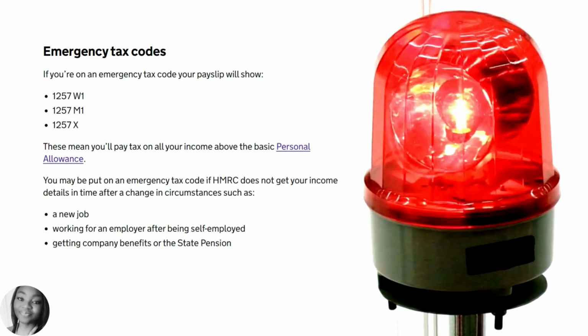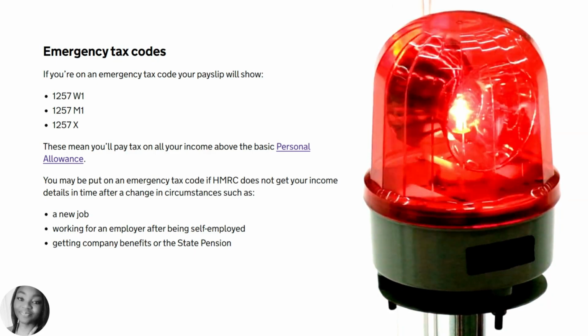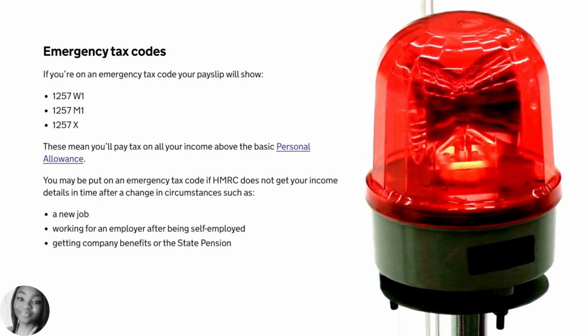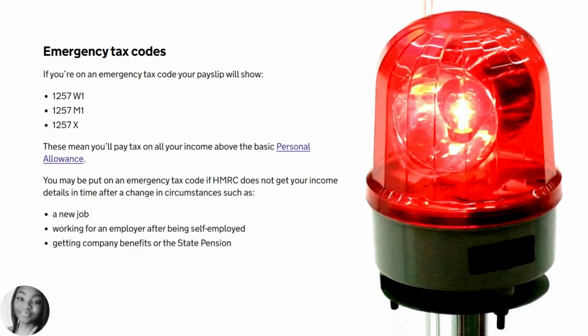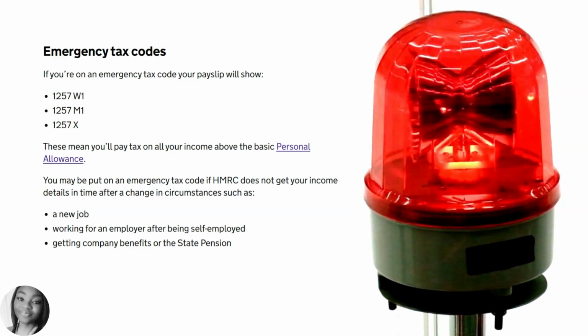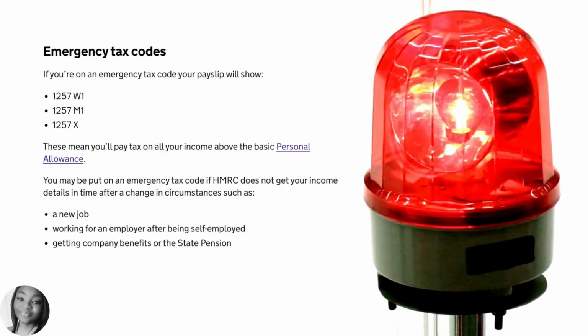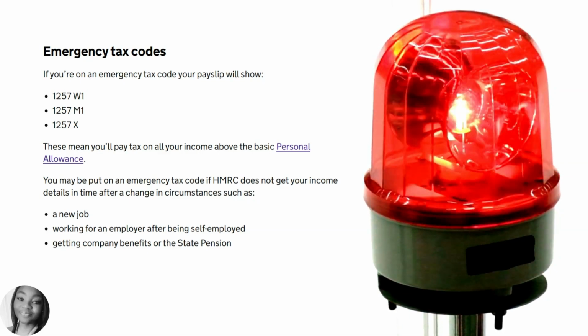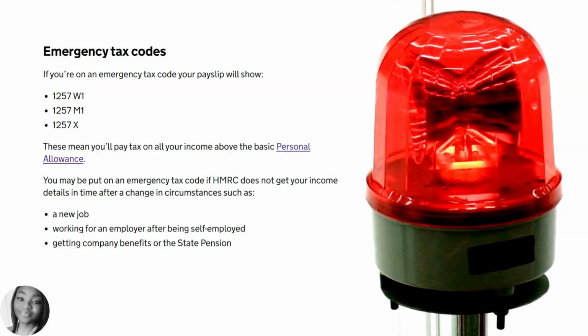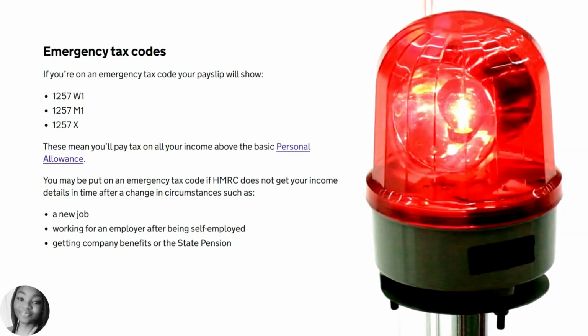The reasons why you may be put on an emergency tax code is if the HMRC does not get your income details in time after a change in your circumstances, such as if you started a new job, if you're working for an employer after being self employed, or if you're getting company benefits or the state pension, you would have an emergency tax code.